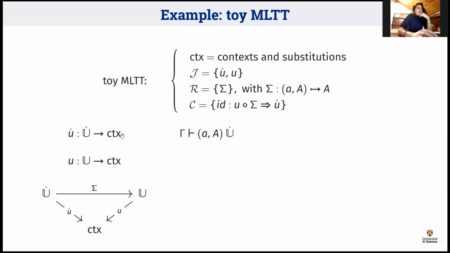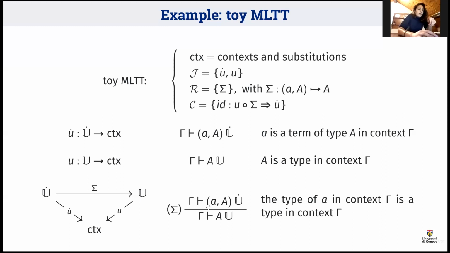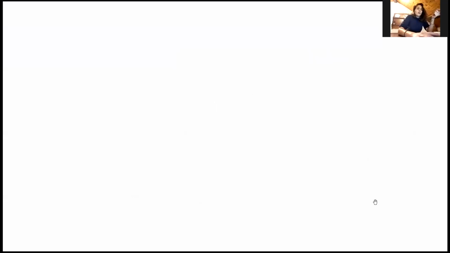Okay, well, how do we read this? How do we read an object here? We say that in context gamma, small a, big A, according to u dot, we of course read as: small a is a term of type big A in context gamma. And clearly the same goes for the second, meaning that in context gamma, big A, according to u, is a type in context gamma. And what about this rule? This rule is just saying that if in context gamma small a is of type big A, then in context gamma, A is a type, or the type of a in context gamma is a type in context gamma.